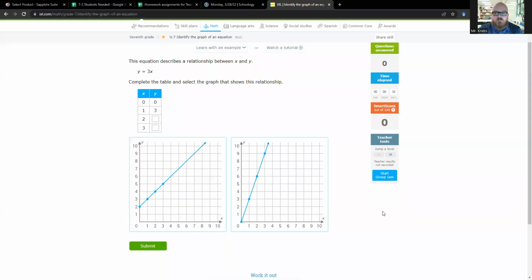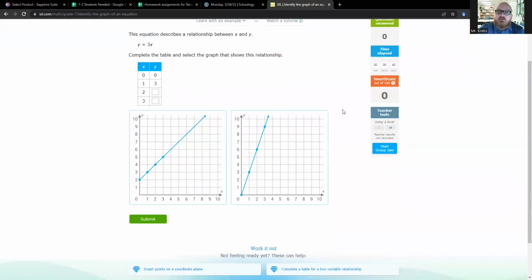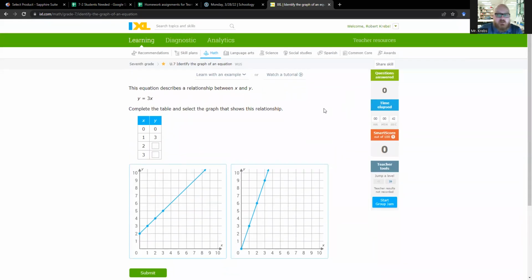Hi, everybody. We are going to be talking today about, continuing our discussion on XY tables and specifically graphs. So if we're looking today at an IXL topic, I want you to take a look at it. This is U7 in 7th grade. This is just sort of reviewing some of the things we're going to be talking about.